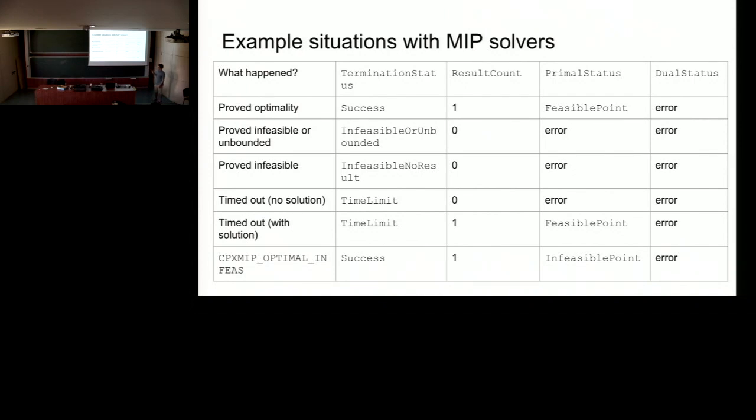What if the solver has enumerated the branch and bound tree and decided that there are no solutions? In this case, there's no results to return, so we have a special status called infeasible, no results, that you've proven, somehow you've proven that the problem is infeasible, but you have no results to return.